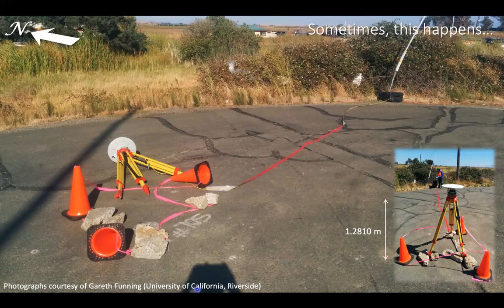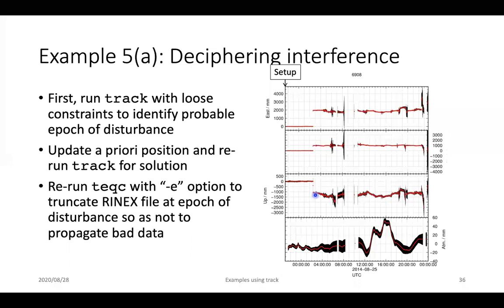I should credit my colleague, Gareth Funning at the University of California, Riverside for these photographs. The height of the antenna when it was set up is 1.281 meters, so bear that in mind, please, as we move on to the next slides. So the first thing is we run track.